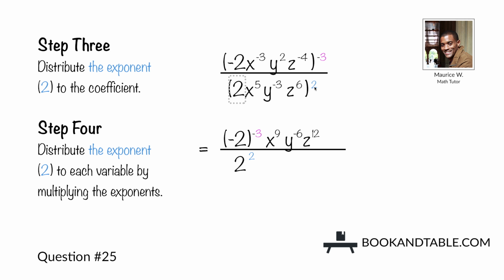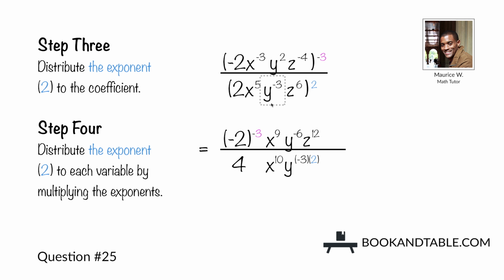And now our denominator, we want to distribute this 2 to each of our terms in this set of parentheses. So step 3, distribute the exponent 2 to the coefficient 2. 2 squared will give us 4. Step 4, distribute the exponent 2 to each variable by multiplying the exponents. X to a power of 5 to a power of 2 is equal to x to a power of 5 times 2, which is positive 10.